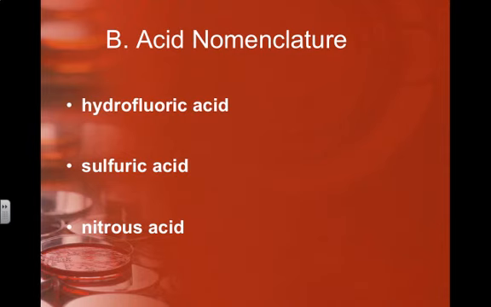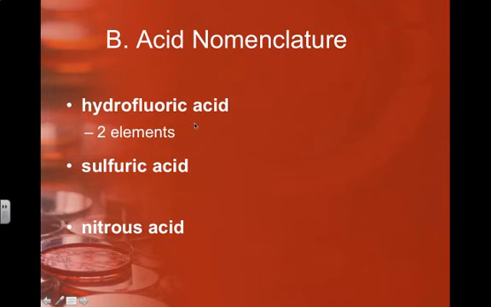Okay, so let's go backwards. We're going to make the formulas with this. Again, we're going to treat this like an ionic compound even though it is covalently bonded. Hydrofluoric acid has a prefix of hydro, which means it will have two elements. One of those elements has to be hydrogen, and the other has to be fluorine because of that last part, fluoric.